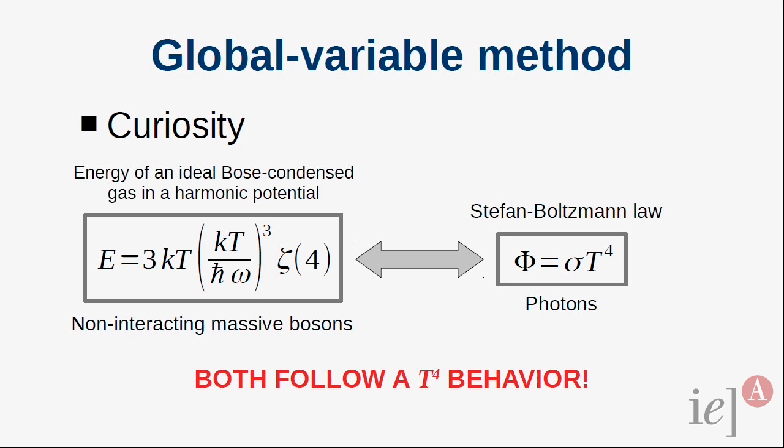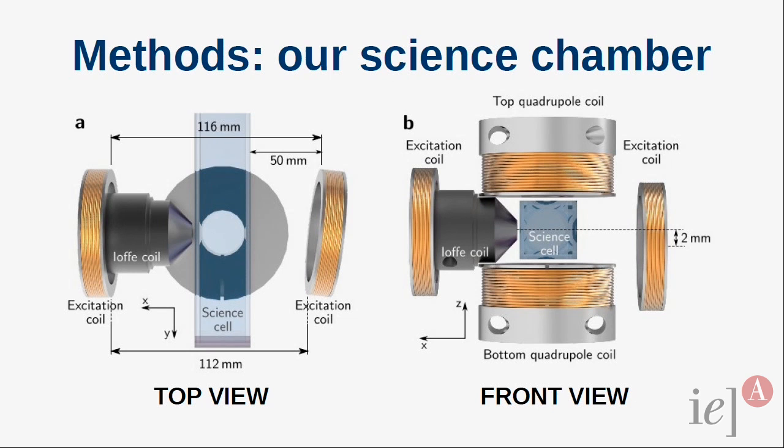Very interesting coincidence. So I will show you now, I will present you now our science chamber, how we perform the measurements. So here, this is the science chamber. It is a vacuum cell where we trap the Bose gas in order to Bose condense it.